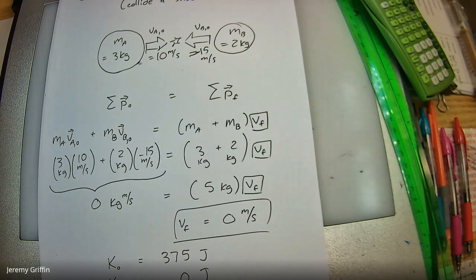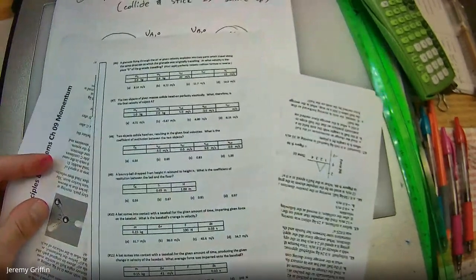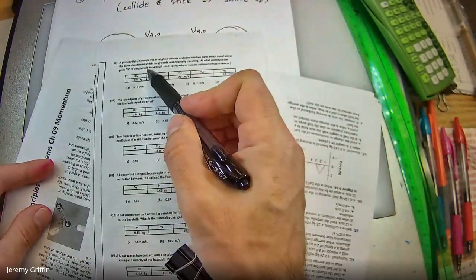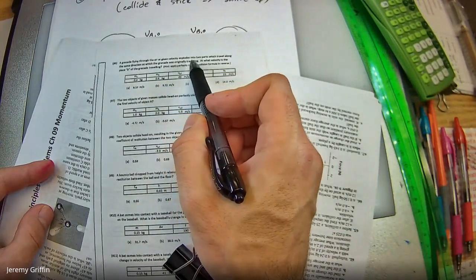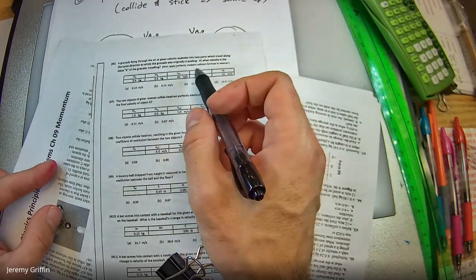Because next thing we're doing here is, well, let's take this and put it in reverse. Let's go to number 6 on this half page. Okay. Number 6 says, a grenade flying through the air at some given velocity explodes into 2 parts that travel along the same direction that the grenade was originally traveling.